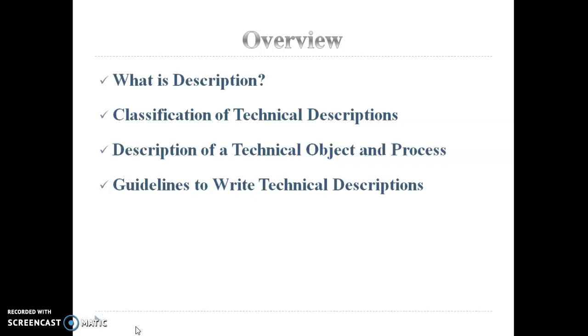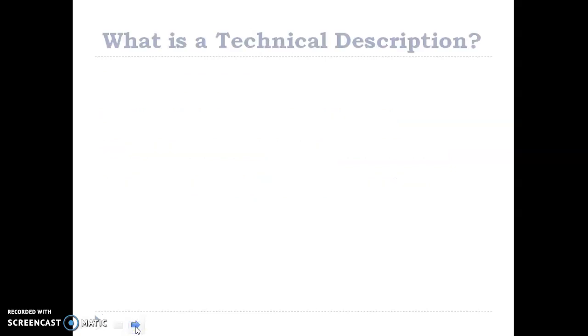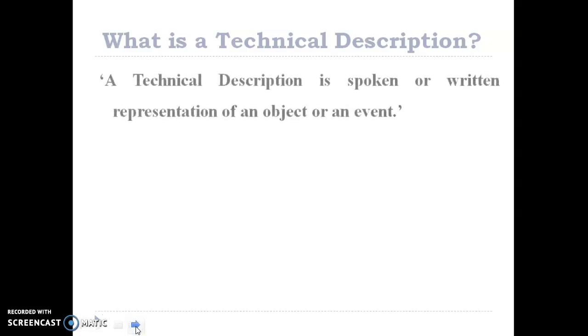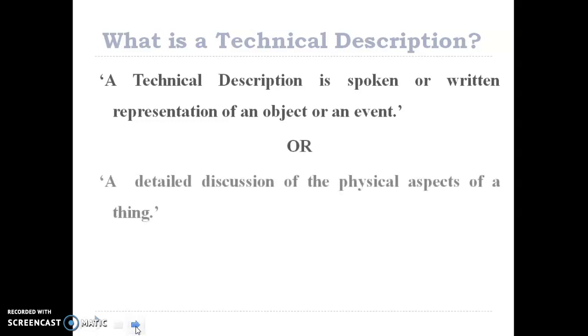Okay, now moving on to the very first question: what is a technical description? A technical description is a spoken or written representation of an object or an event. The object can be any technical device, or an event could be any technical process. To make it more simple, we can also say a technical description is a detailed discussion of the physical aspects of a thing. So in a description, you basically represent certain things as they are, the way they appear to us.